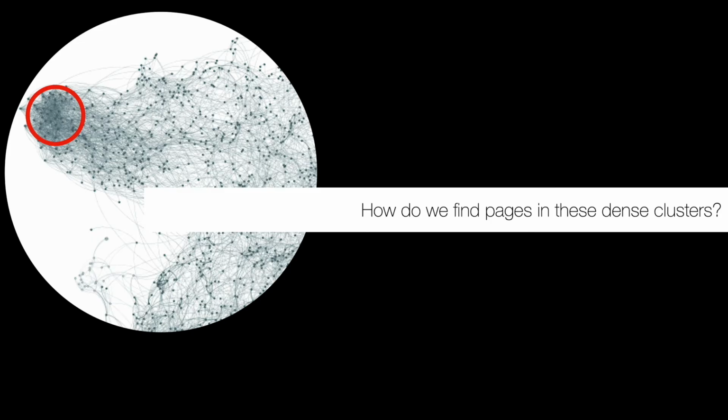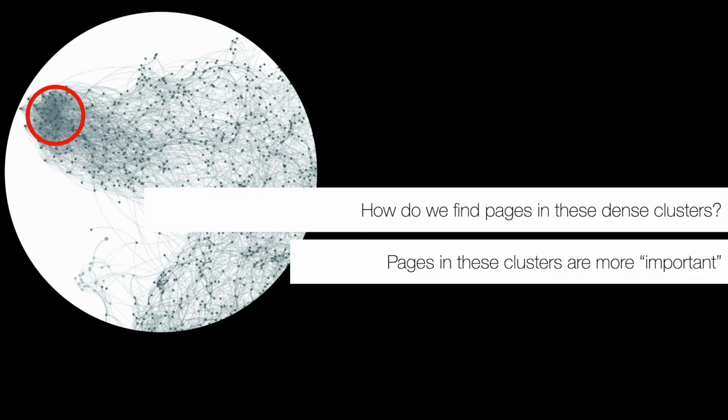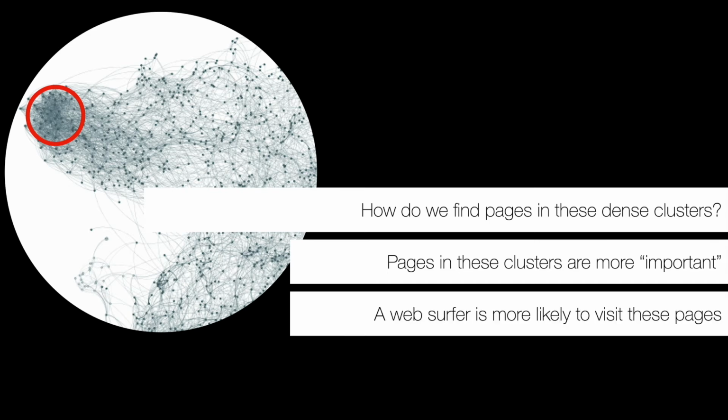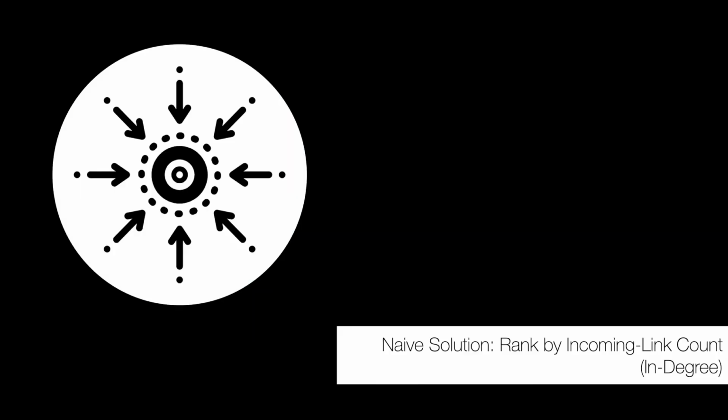So if we want to look for pages that are important, we can try and find pages that are embedded in these dense clusters, because pages that are well connected to the rest of the space are more important. And we can think about this from a graphical perspective: if some web surfer is just randomly clicking through links on pages, they're likely to end up in these places, which makes them more interesting from an informational perspective. So how might we do this? Well, a naive solution may be to rank these pages based on the number of incoming links. So pages that have many incoming links are, in some sense, more important.